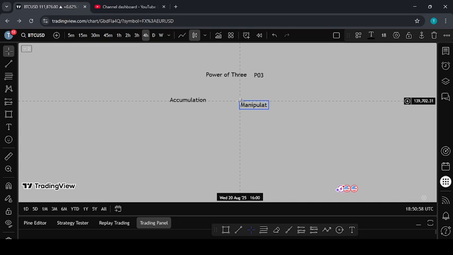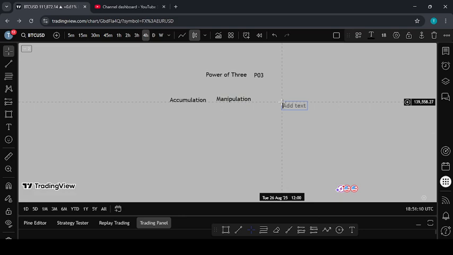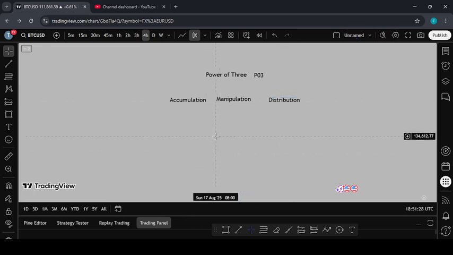A lot of you will be shouting, the market is manipulating, or there's a lot of manipulation. It's part of the game. In fact, it's what makes trading interesting. And then we have the last one, distribution, under which we have expansion. So this is the power of three, AMD. Whenever you hear power of three or AMD, it talks about accumulation, manipulation, and distribution.